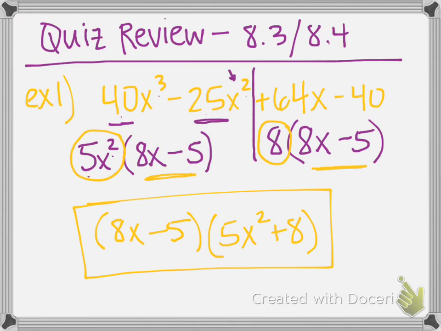When you're going through this problem, if your 2 parentheses don't match, go back and make sure that you took out the greatest common factor and not just a common factor. For example, 64 and 40 can also be divided by 4, but that's not going to be the biggest number that we can take out of both of those.